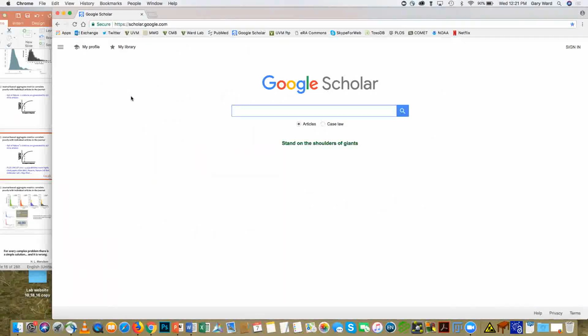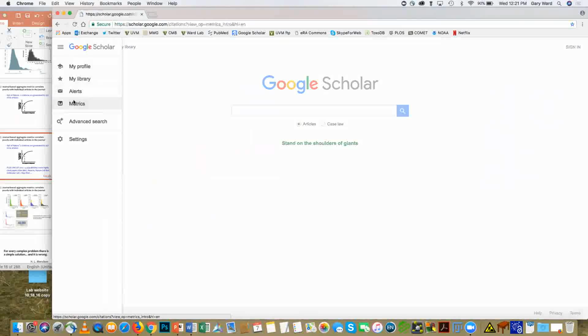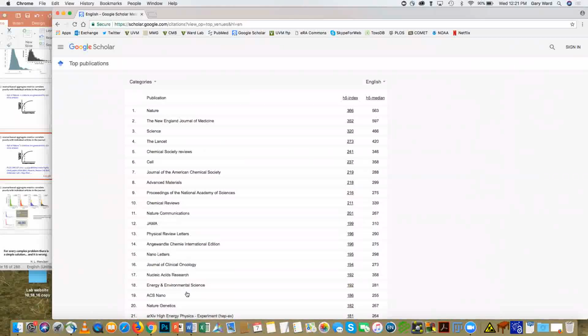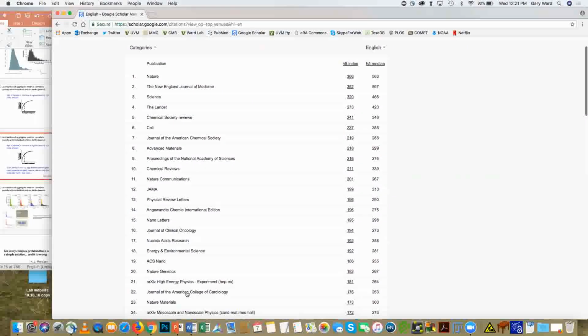either. So if you go to Google Scholar and you click on the metrics tab, what you'll see is a list of journals by their H index. And what the H index means is that a journal with an H index of 366 means that Nature over the last 5 years has had 366 articles with 366 or more citations. So you see Nature, you see Science, as you might expect, you see The Lancet, you see Cell, and you're just scrolling down this list thinking, oh, this makes sense.